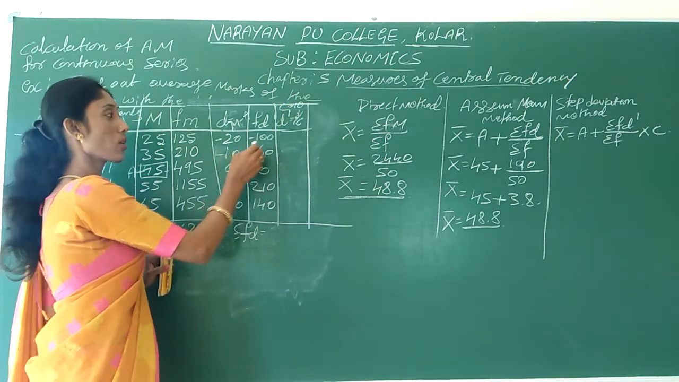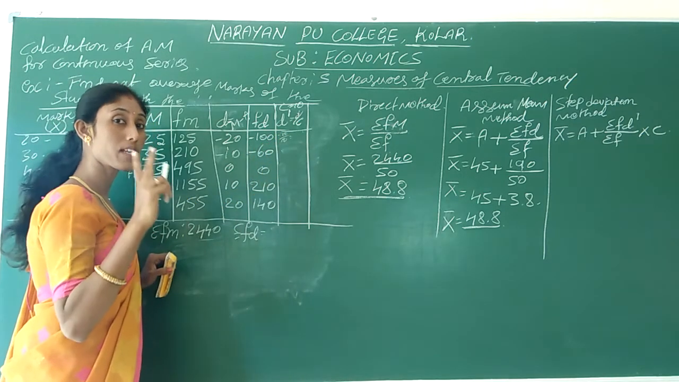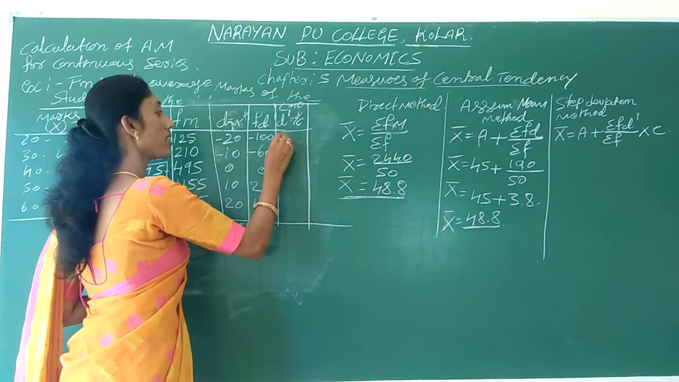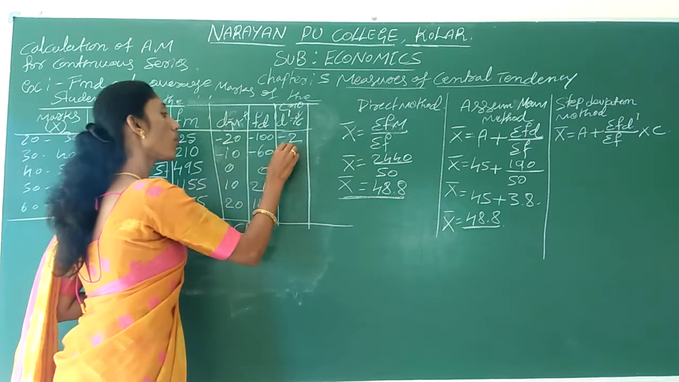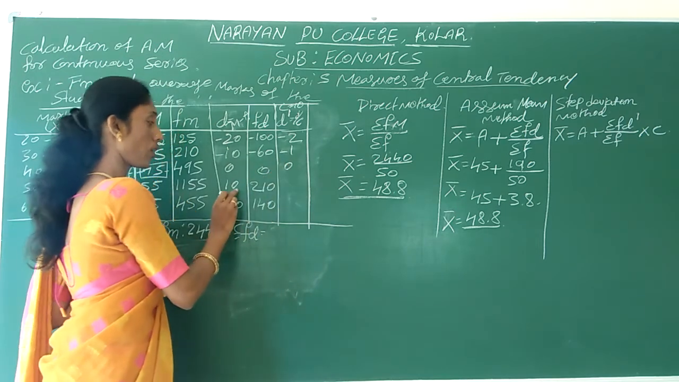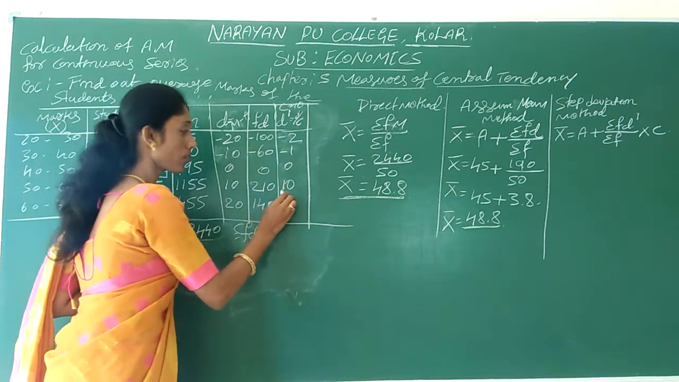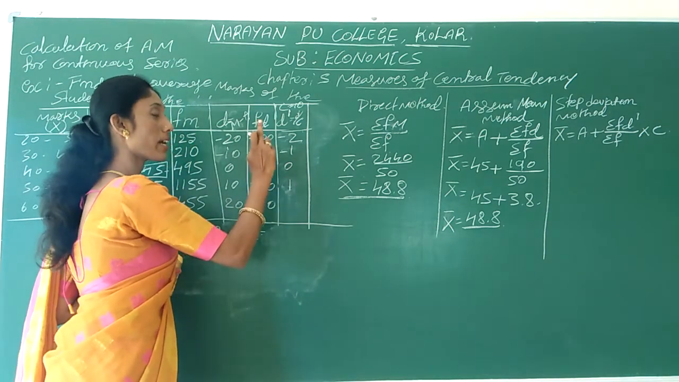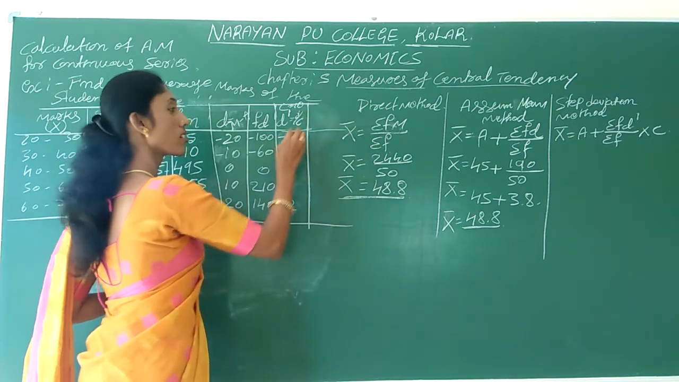Here the deviation value minus 20 divided by 10, how much? Minus 2. Minus 10 divided by 10, minus 1. 0 divided by 10, 0. 10 divided by 10, 1. 20 divided by 10, 2. Okay.